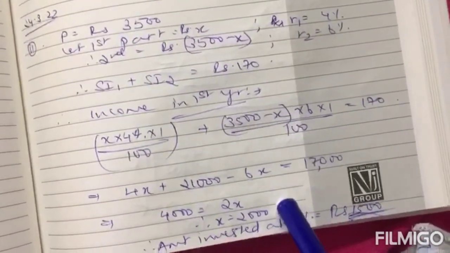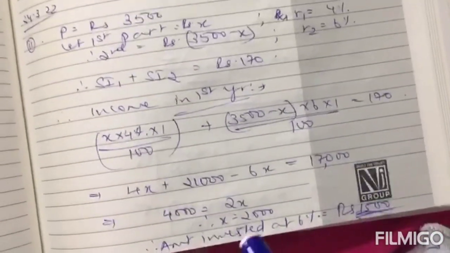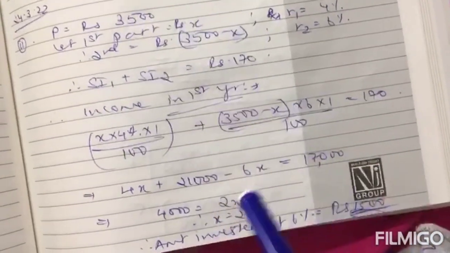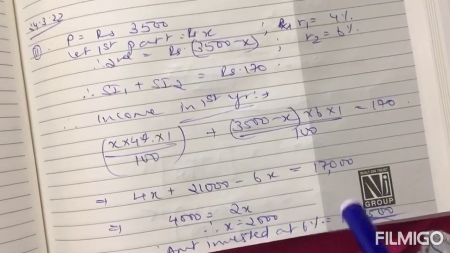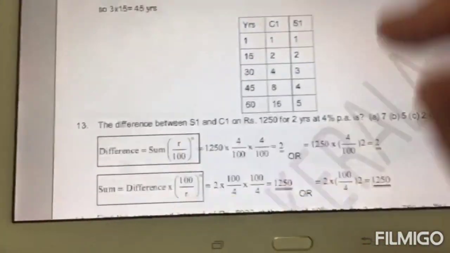So this is the amount which is invested at 4%. We are asked, what is the amount invested at 6%? So very simple, the amount invested at 6% is nothing but 3,500 minus X, right? This 3,500 minus 2,000 is 1,500, and that is the correct answer, which is option B.